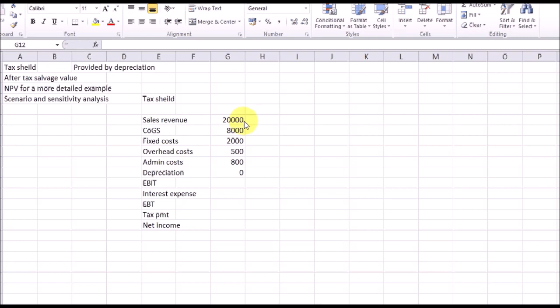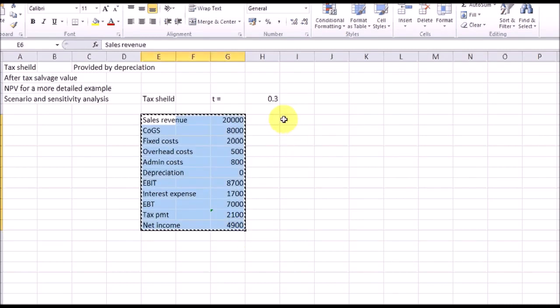Let's say we have a sales revenue of 20,000, cost of goods sold of 8,000, fixed costs of 2,000, overhead costs 500, and admin costs 800, and in the first example, let's say we don't have any depreciation. In that case, our EBIT can be calculated using this formula, 8,700. Let's say we have an interest expense of 1,700. EBT will be 7,000. Let's say our tax rate is 30%. In that case, our tax payment is 2,100. And we have a net income of 4,900.